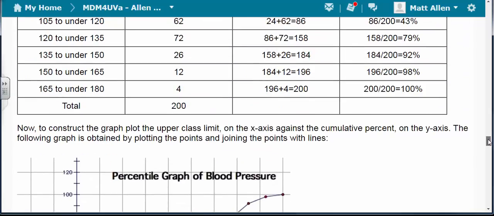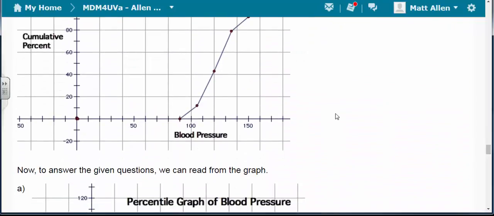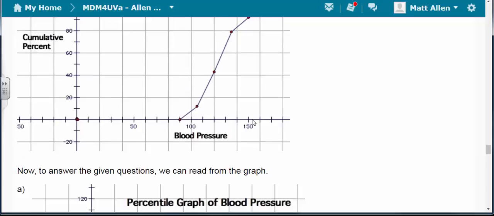The second interval is the 105 to 120 group, and it has to get us to 43%. So from 12% up to the 43%. And so from this 12% up here to 43%, from 105 in the blood pressure options to 120 across.